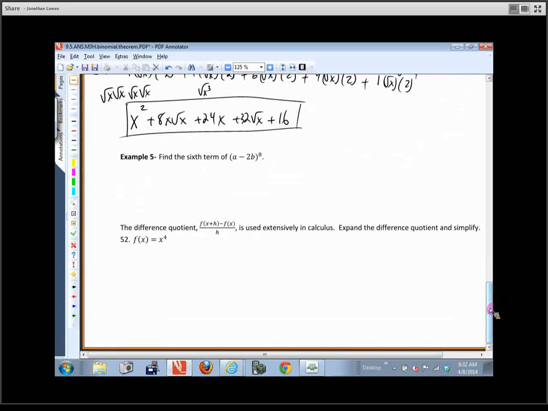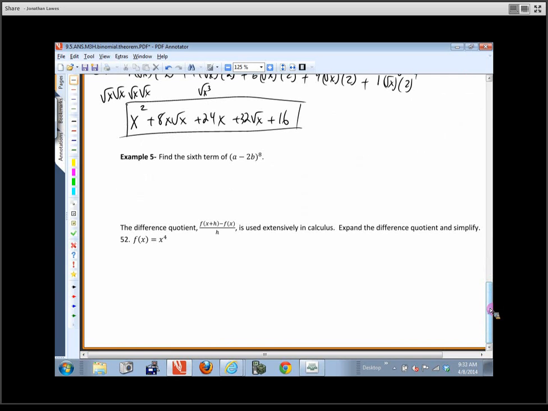Okay, got 2 more we're going to look at. Here's problem number 5, or example number 5. It says, find the 6th term in a minus b raised to the 8th. The 6th term. So you got to stop and think about this for just a second. How many terms are there going to be altogether? 9. There are 9 terms altogether.